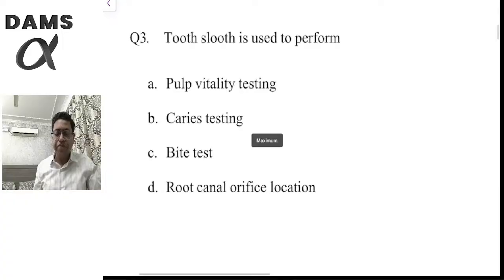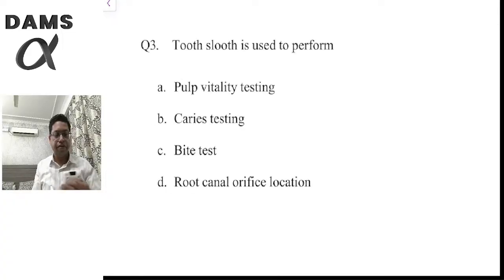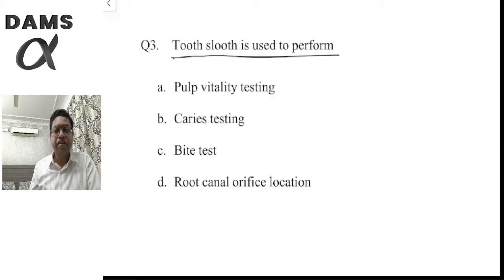Coming over to question number 3. Tooth sleuth is used to perform pulp vitality testing, caries testing, bite test, or root canal orifice location. Relatively straightforward question, simple one. For that, you should know what is tooth sleuth. Tooth sleuth is basically a plastic device like this.